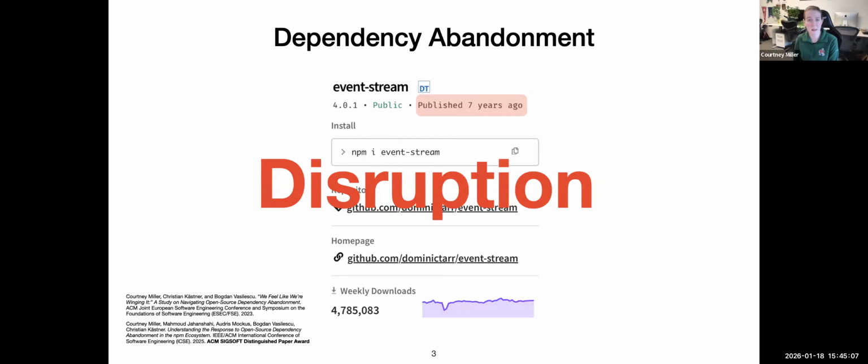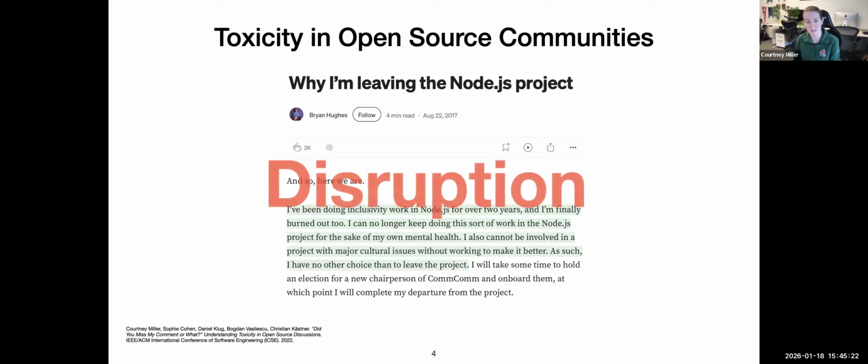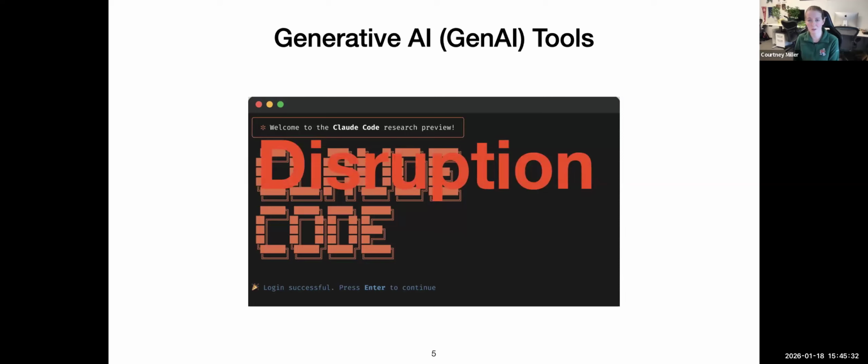Toxicity can disrupt open source communities by creating hostile environments that can lead to contributor disengagement. For example, Brian Hughes, a former member of Node.js leadership, recounted his experience with toxicity in the community, which slowly bore down at his morale until he decided to step away. And more recently, the adoption of GenAI tools has created a significant disruption to many established software development practices.